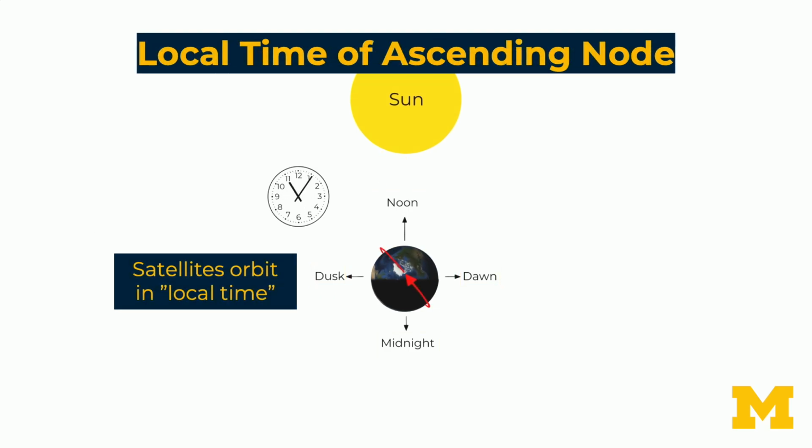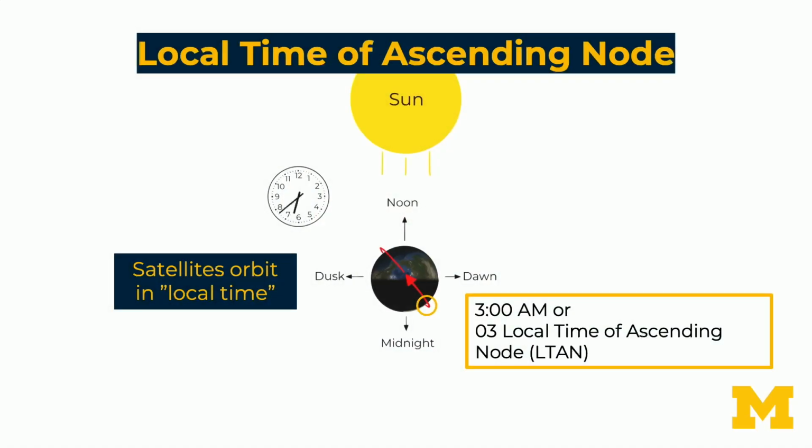Satellites orbit in this local time. The orbit stays fixed while the Earth underneath rotates. So this example is showing what's called a 3 a.m. local time of ascending node. As the satellite is coming up from south to north and it's crossing the equator, what is the local time? We can see in this that it's between midnight and dawn, and it's roughly 3 a.m. All right, so that is a 3 a.m. local time of ascending node.